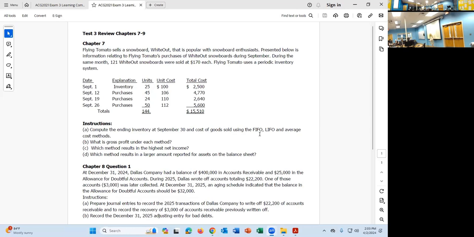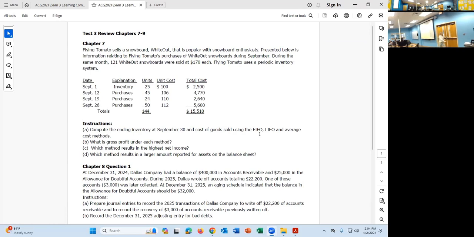Because basically what happens in this scenario is 144 items available, 121 of those are going to end up in cost of goods sold. The other, what's that, 23 items that we didn't sell, the cost of the items we didn't sell stay in ending inventory at the end of the period. So we've got to figure out, of this $15,510, how much is cost of goods sold, how much is ending inventory, and the cost flow method we choose is going to determine how we come up with that amount.